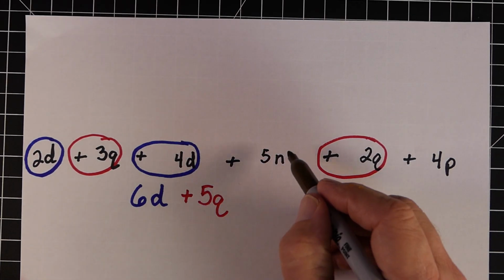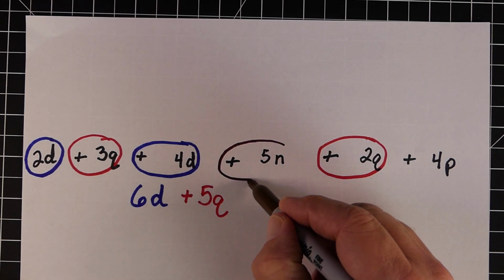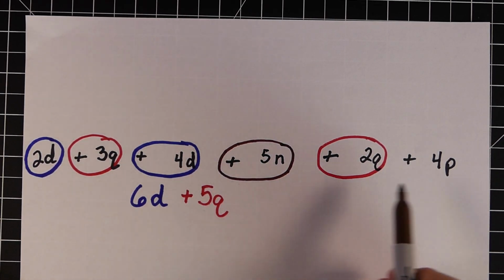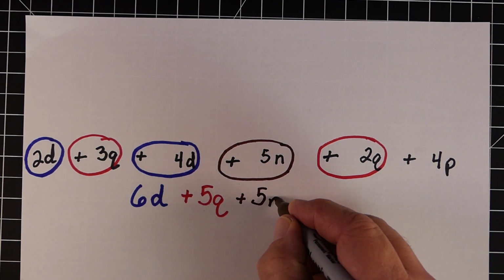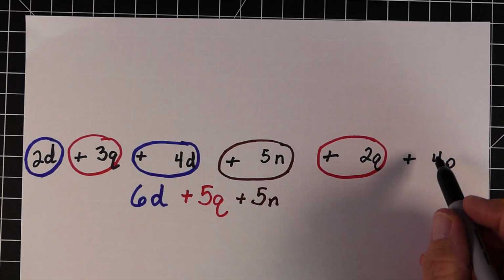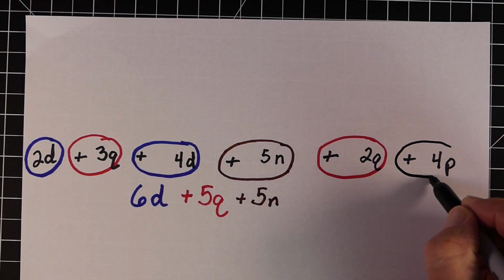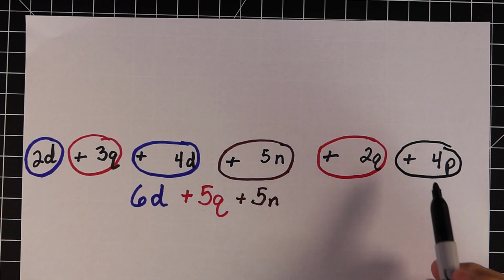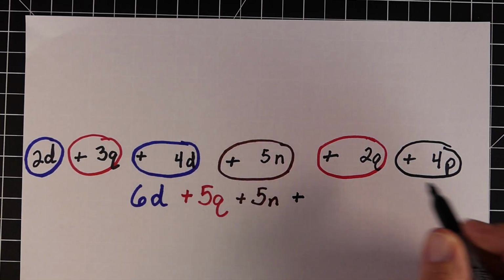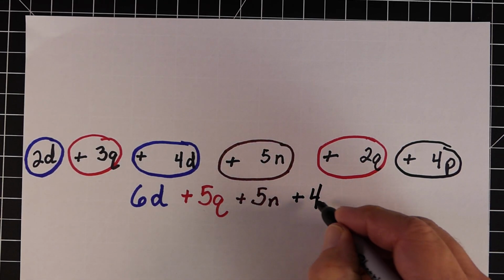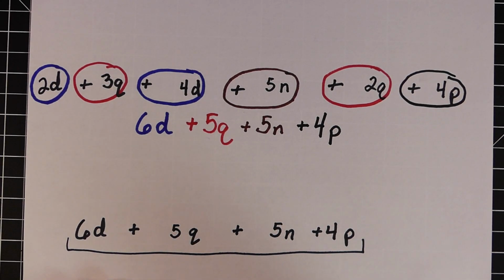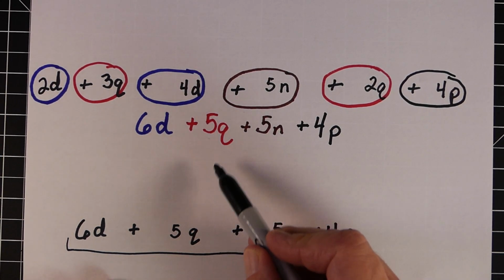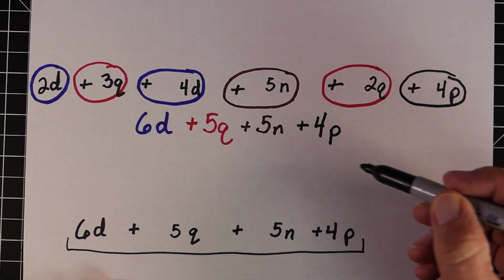Next I would look at the n. You can see it's a positive 5n, but there are no other n's, so I'm just going to leave it. It'll just stay 5n. And then finally, the last thing we have left is the pennies. So plus 4p, I'm just going to leave it plus 4p. When you look at what we came up with when we combined like terms here, compared to what we did when we actually moved the coins together, it's the exact same thing.